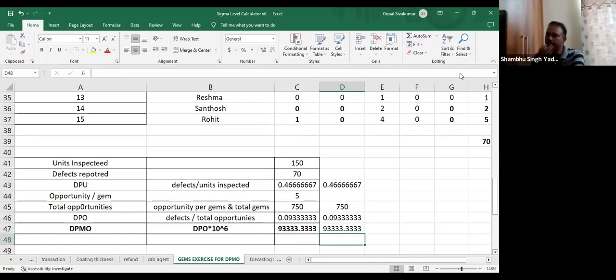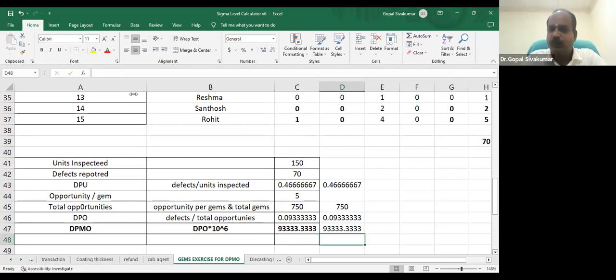93,333. All of you, do you now understand how to calculate DPMO? Will you be able to calculate DPMO for your product, for your service? First thing to know is the CTQs or defect opportunities. How things can go wrong.